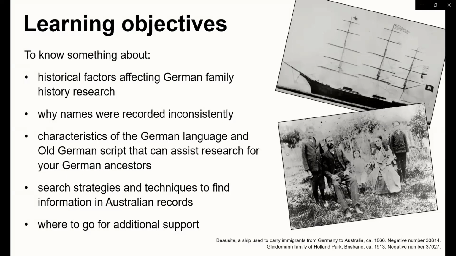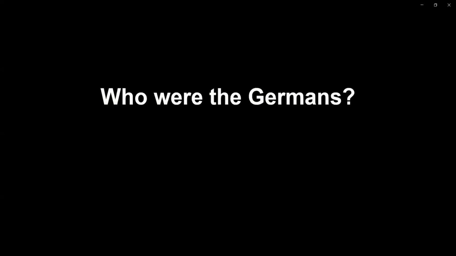We should then be looking at examples of how awareness of these issues can improve our research results. Firstly, we should define exactly what we mean when we say our ancestor came from Prussia or Germany. Who were the Germans?